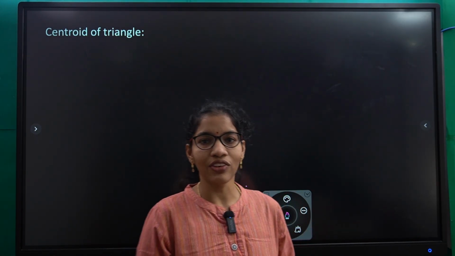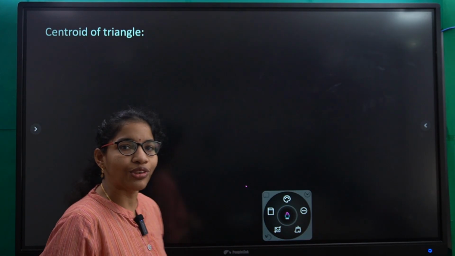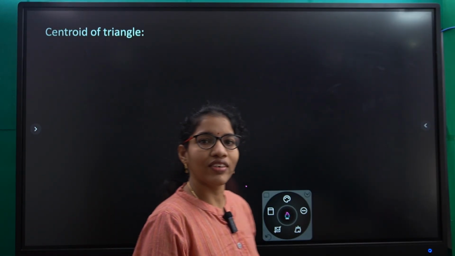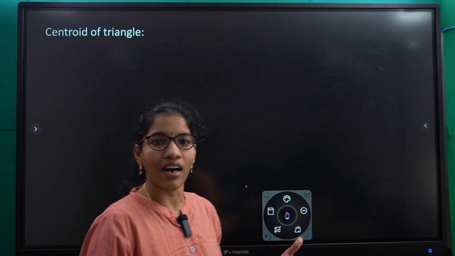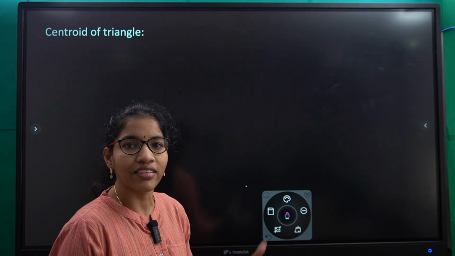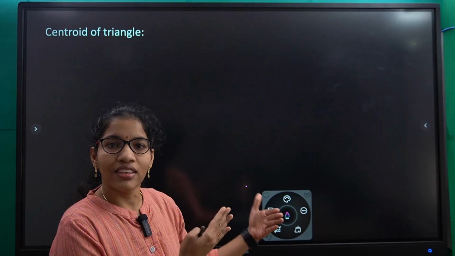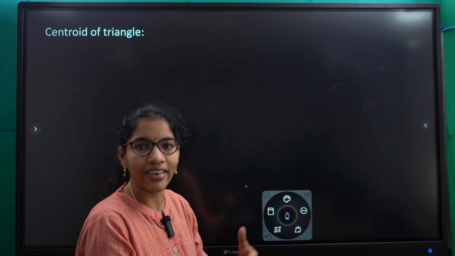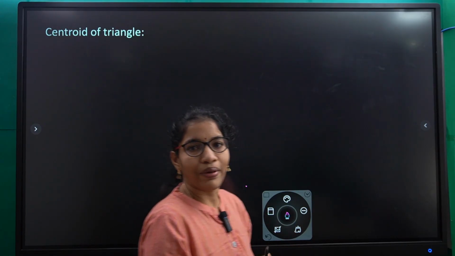So today we will continue with our chapter, properties and solutions of triangles, right? In the previous class we discussed the incenter, orthocenter, circumcenter, the circumradius, the inradius, and the distance between the circumcenter and the incenter, and between the orthocenter and the circumcenter, right? We have seen different parameters.